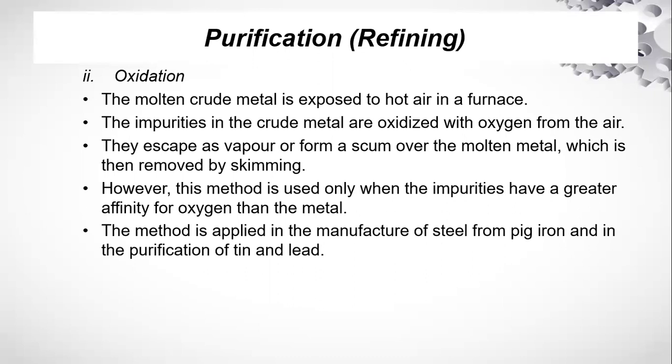So this method is used only for impurities that have a greater affinity for oxygen than the metal. The method is applied in the manufacture of steel from pig iron and in the purification of tin and lead. Those are the main places where purification can be done by using oxidation: the manufacture of steel from pig iron and the purification of tin and lead.